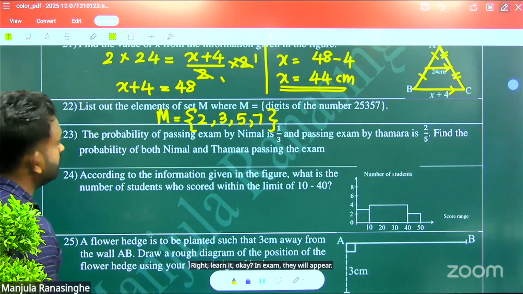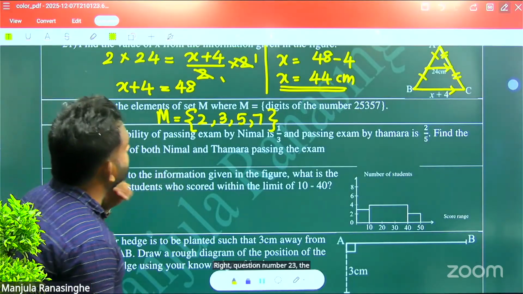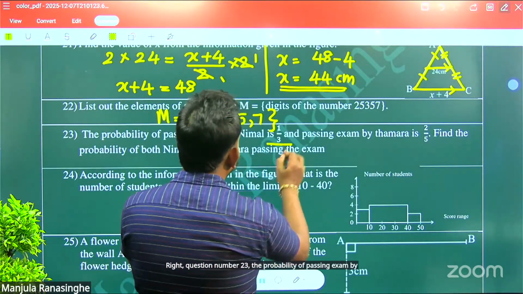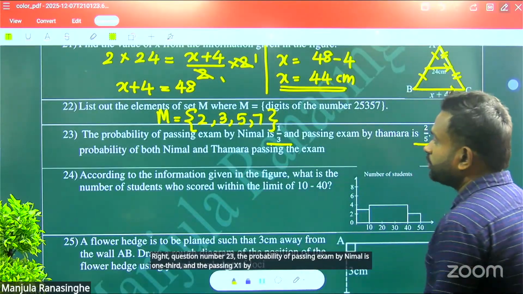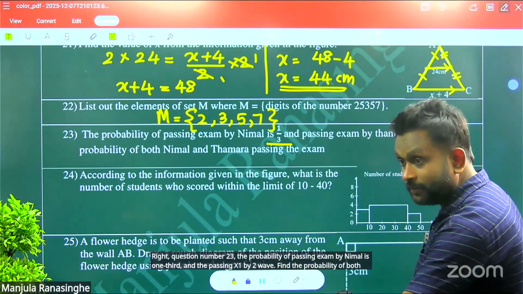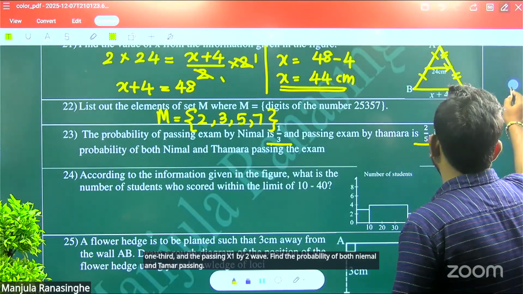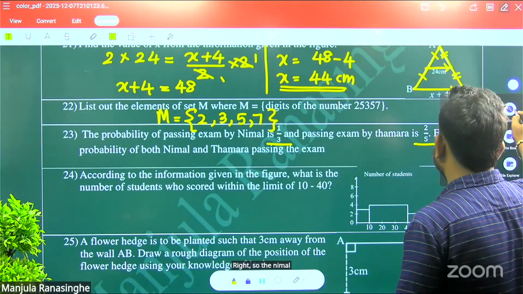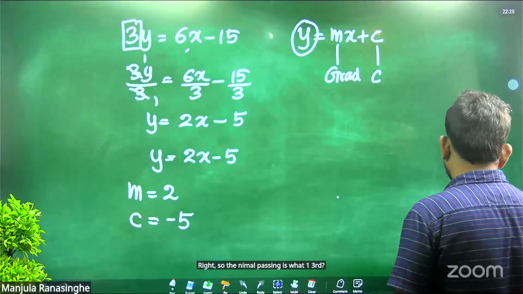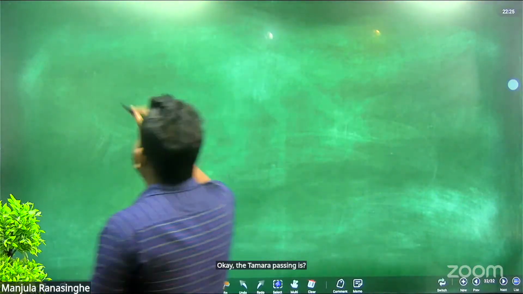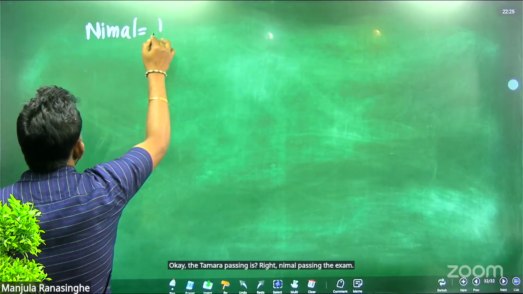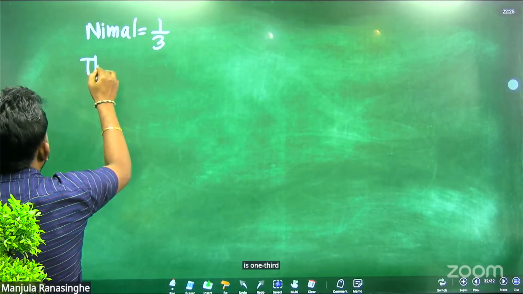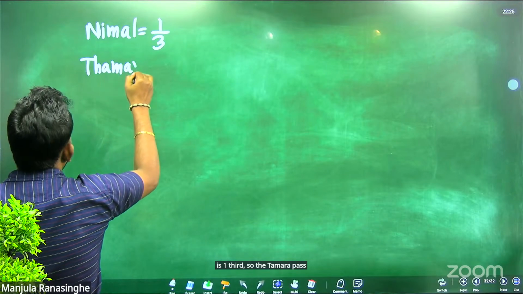Right, question number 23. The probability of passing the exam by Nimal is 1/3 and the probability of passing the exam by Tamar is 2/5. Find the probability of both Nimal and Tamar passing. Right, so Nimal passing is what? 1/3. Okay, Nimal passing the exam is 1/3. So Tamar passing the exam is what?